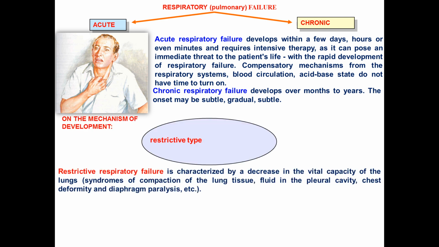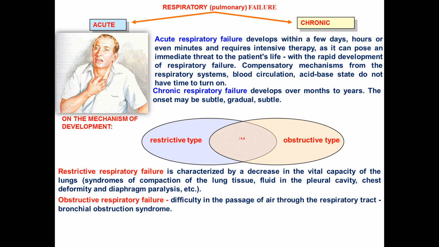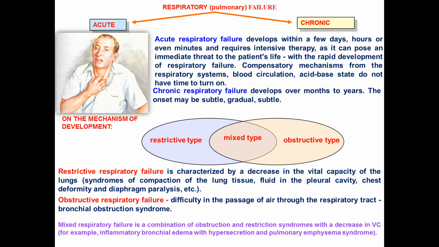On the mechanisms of development, we recognize three types: restrictive, mixed, and obstructive. Restrictive respiratory failure is characterized by a decrease in the vital capacity of the lung, for example, lung consolidation syndrome, fluid in the pleural cavity, chest deformity, and diaphragm paralysis.